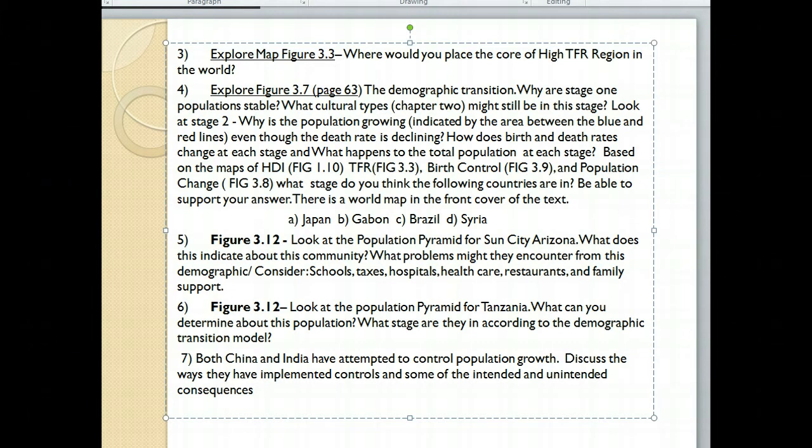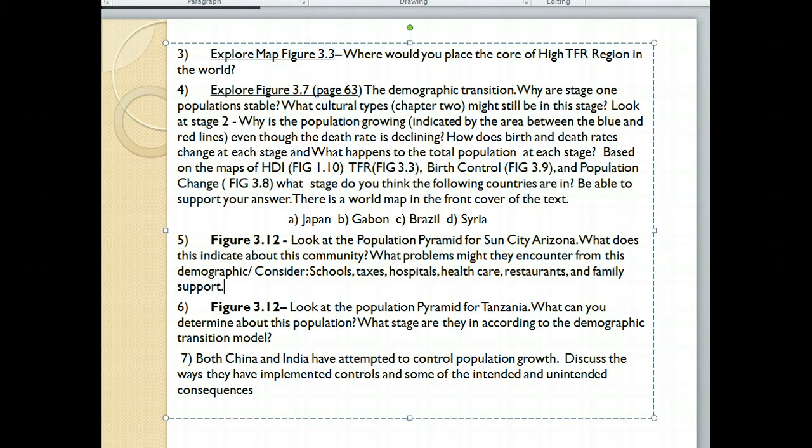Number 5, look at the population pyramid for Sun City, Arizona. What does this tell you about that community? Make sure you could discuss all of those population pyramids. What are people going to need to do? How is that pyramid going to impact their city structure? Look at the population pyramid for Tanzania. What do you know about that population? What stages are they in according to the demographic transition model?